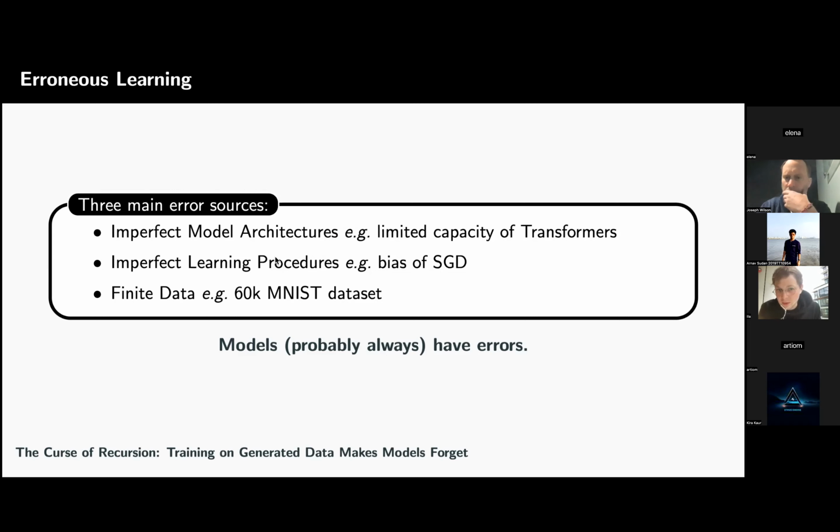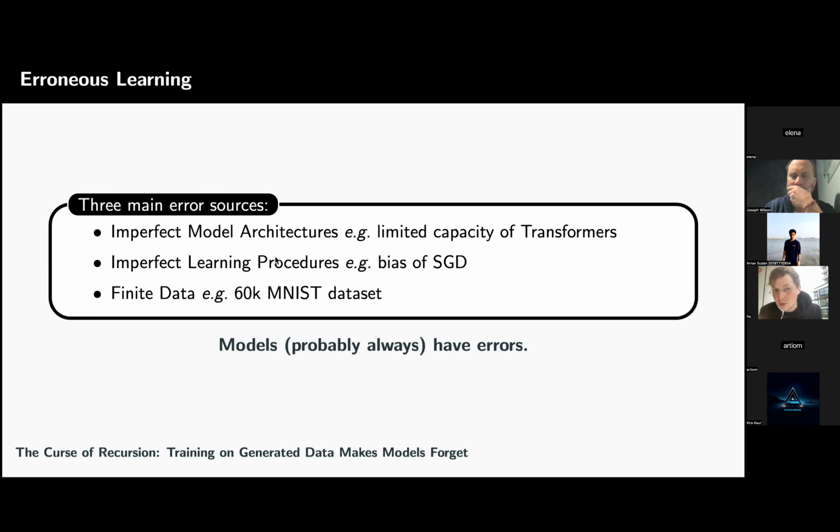So most of our learning nowadays has errors. Here I put simply: models probably always have errors, purely because we don't really have any guarantees that the sort of solutions we discover are going to be optimal. Those errors come from three main sources. Well, there are more sources, but usually the most important ones are these three.